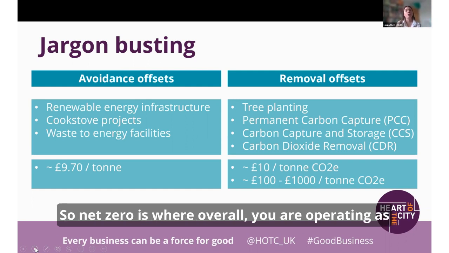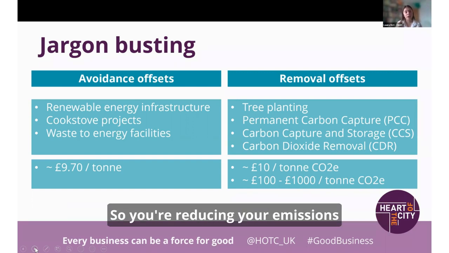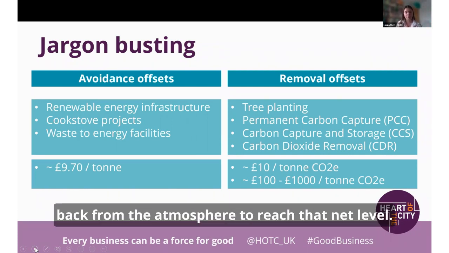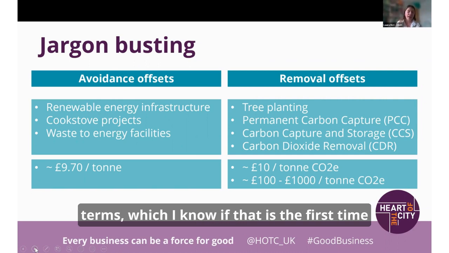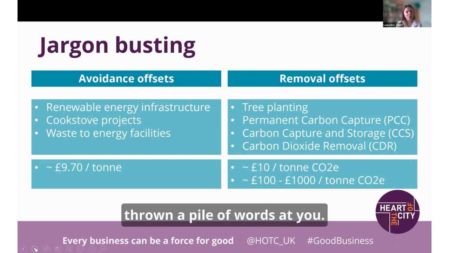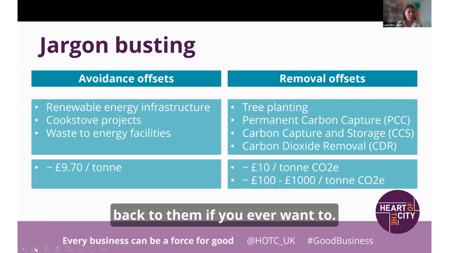So net zero is where overall you're operating as a business and you're trying to, at the end of the year, have no impact on the environment. So you're reducing your emissions to the minimum possible, but anything that is unavoidable, you have to remove back from the atmosphere to reach that net level. So that is a really quick overview of the key terms, which, if it's the first time you're hearing it, can be a bit like someone's just thrown a pile of words at you. I'll come on to the support Heart of the City has at the end, but we do have guidance of what all these terms mean written down so that you can refer back to them if you ever want to.